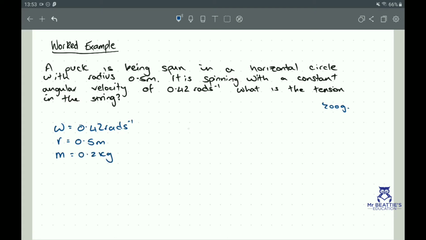Now we can work out that the tension in that string is equal to m omega squared r. So that is going to be 0.2 times 0.42 squared times 0.5, which is going to come out as 0.018 newtons.